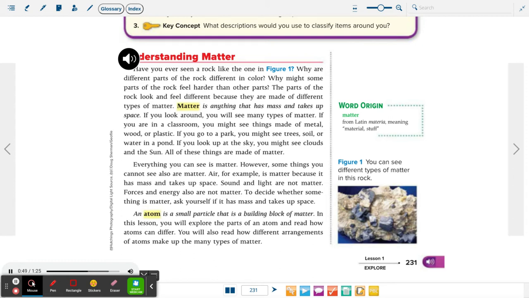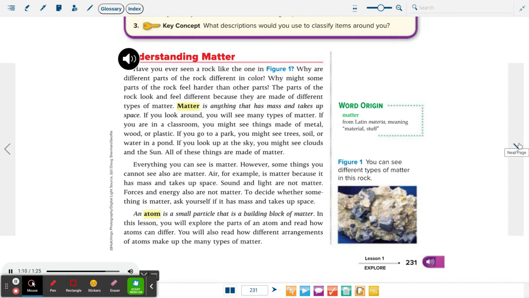However, some things you cannot see also are matter. Air, for example, is matter because it has mass and takes up space. Sound and light are not matter. Forces and energy also are not matter. To decide whether something is matter, ask yourself if it has mass and takes up space.